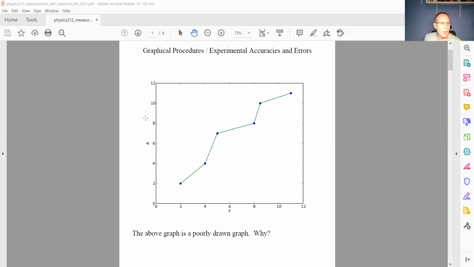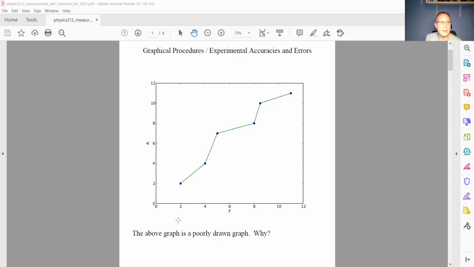What else? Well, in addition to labels with units, you want to have a title, right? Sometimes the title's on top, sometimes it's on the bottom. Actually, when we do these graphs on the computer, we'll find that the title gets printed out on the bottom left-hand corner here. But you need some sort of title.